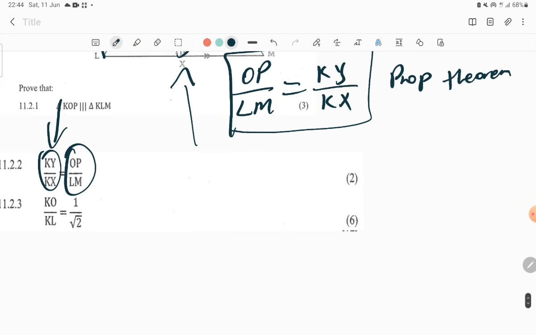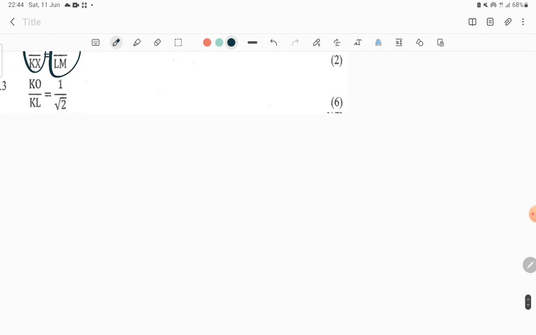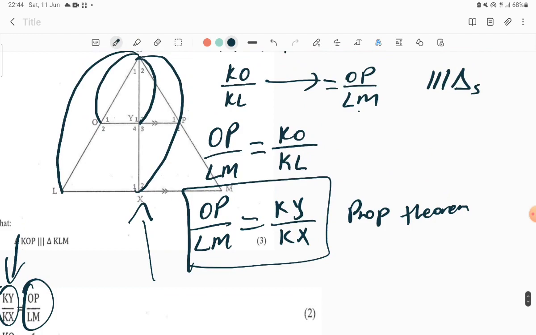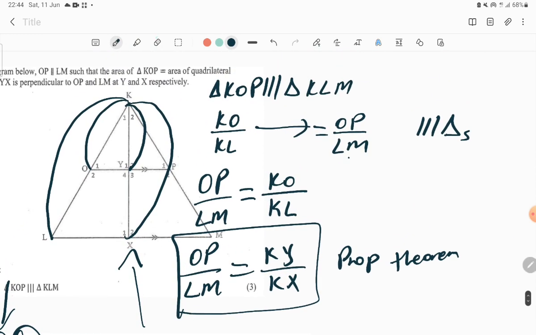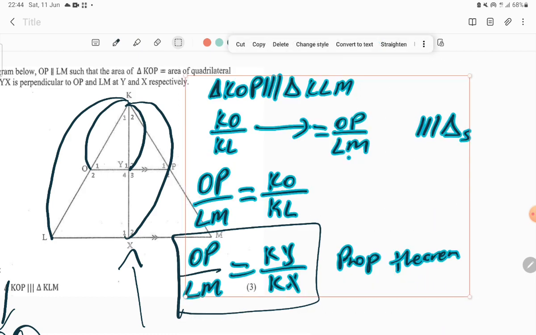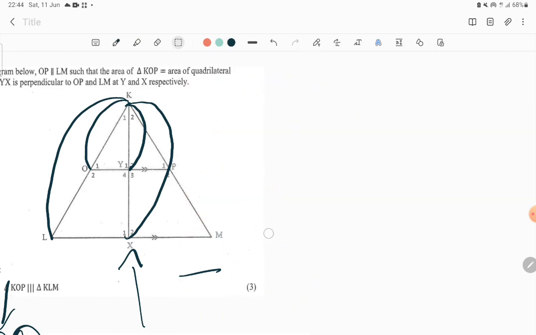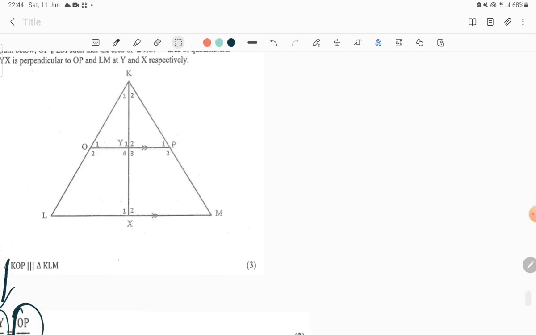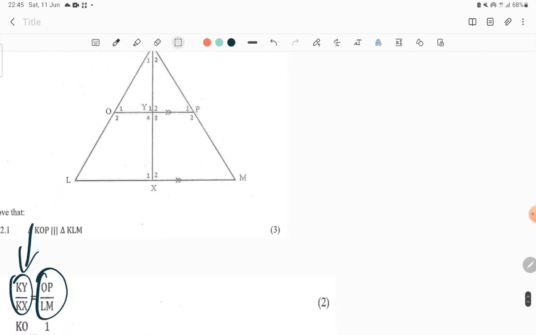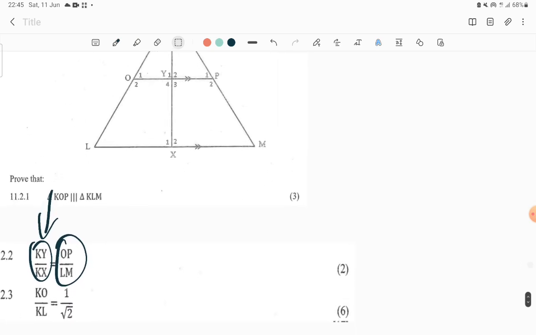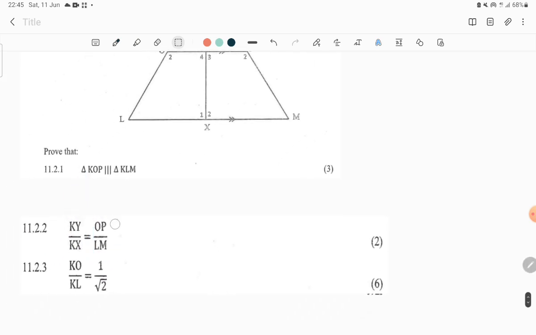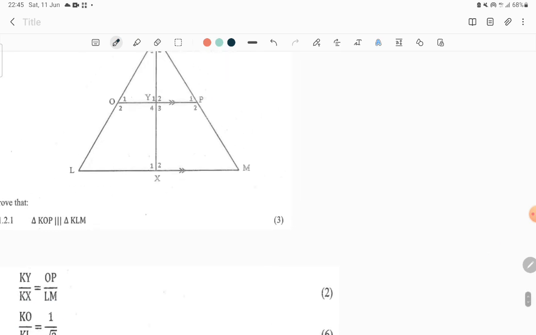Now let's come to the last test question. Let me just take this one out for now. When this is just it, and then what are we having? We are proving that KO over KL is equal to 1 over root 3.